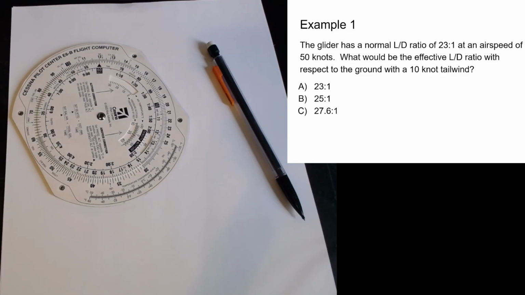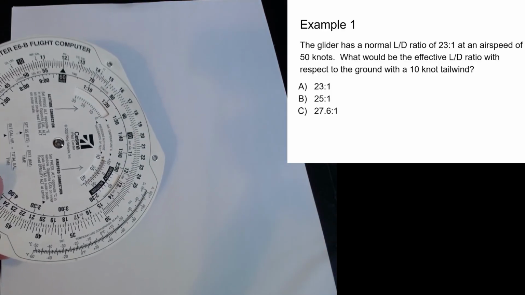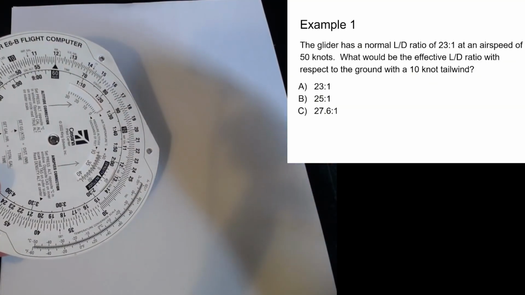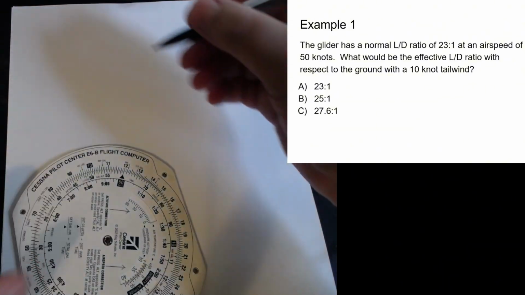Okay, for example 1, we have the glider has a normal L over D ratio of 23 to 1 at an airspeed of 50 knots. What would be the effective L over D ratio with respect to the ground with a 10 knot tailwind? Okay, and again, our materials: we brought our E6B flight computer, a mechanical pencil, and we'll be given pen or paper to use.